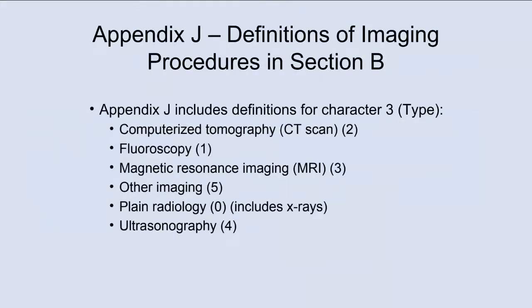First, let's look at Appendix J and definitions for imaging procedures. These are the character 3, the type of procedure, equivalent to the root operation, but type of procedure. Computerized tomography, fluoroscopy, magnetic resonant imaging, other imaging, plain radiology, and ultrasonography. So plain radiology includes X-rays. If you look up X-rays in your index, it will refer you to plain radiology.